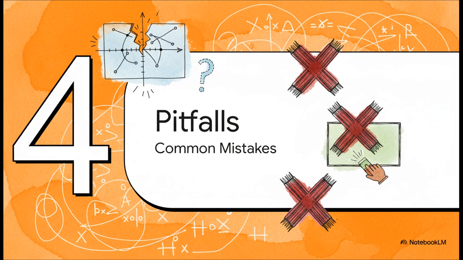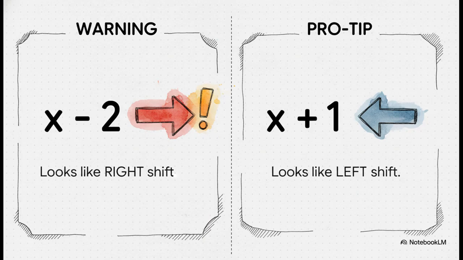Okay, before you go off and become a graphing master, let's talk about 2 really common pitfalls. They are super easy to fall into, but just as easy to avoid once you know to look for them. Pitfall number 1, and I'm going to say it again because it's that important: the horizontal shift is the opposite of what your brain wants to think. Just always ask yourself, what value for x would make the bottom 0? For x minus 2, that value is positive 2, so you shift right. For x plus 1, that value is negative 1, so you shift left.